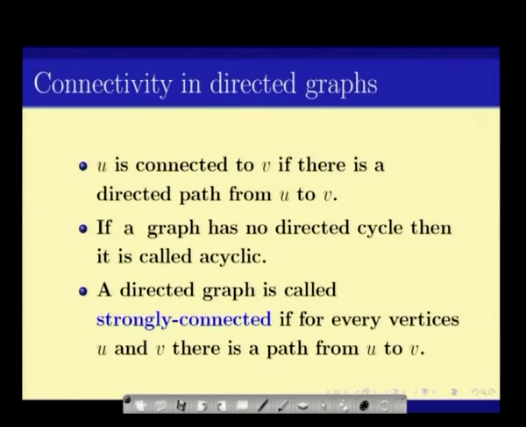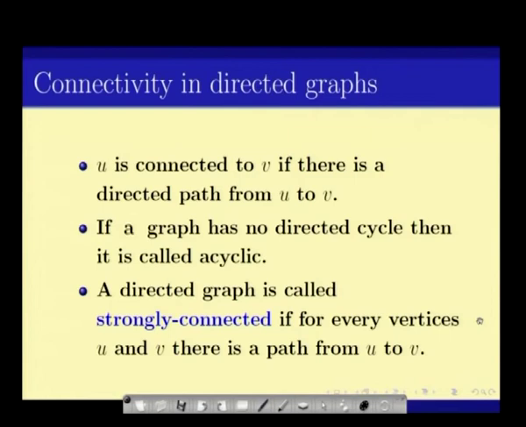In the case of directed graphs, connectivity is a bit more tricky. There we say that u is connected to v if there exists a directed path from u to v. A directed path from u to v does not imply a directed path from v to u, so we have to be careful about saying what is connected to what. A graph that has no directed cycle is called an acyclic graph, and we also have a notion of connected components, which we can look at later.